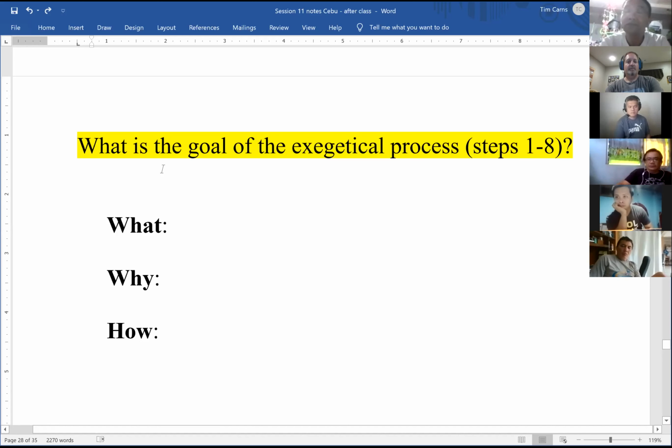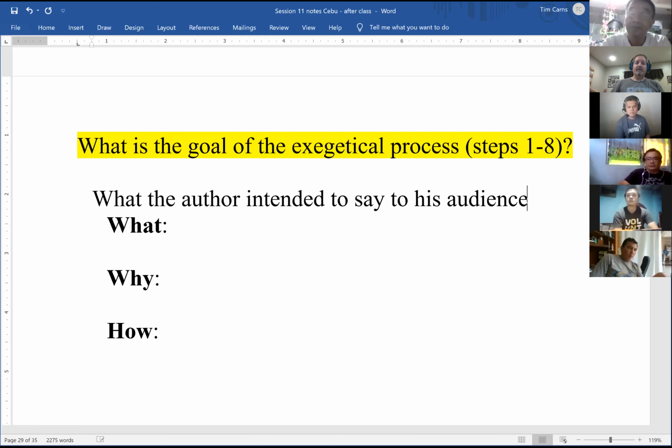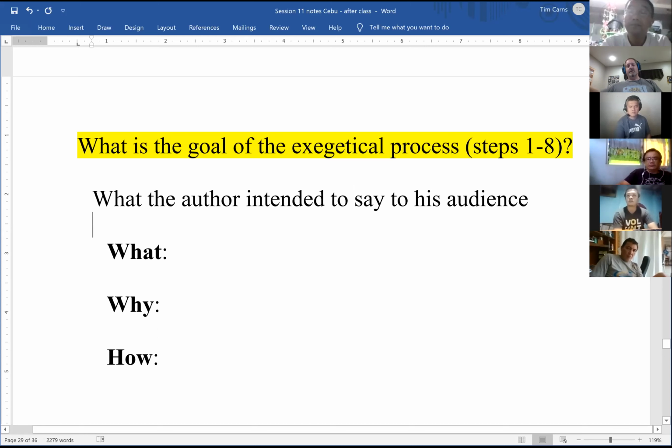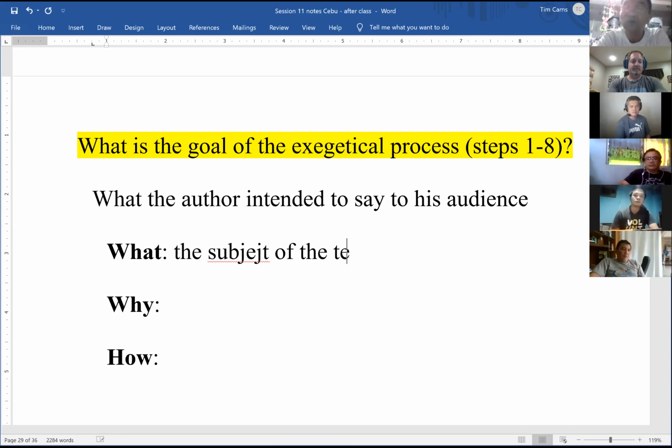Okay, good. What the author intended to say to his audience. We're not talking yet about what we want to say to our audience. We first want to get to what the author wanted to say to his audience. Remember, that's the first part. Exegesis is the study of the text, and the conclusion is what the author meant to say. Then we broke that up into a what, why, and how. The what is the subject of the text, the author's main point.